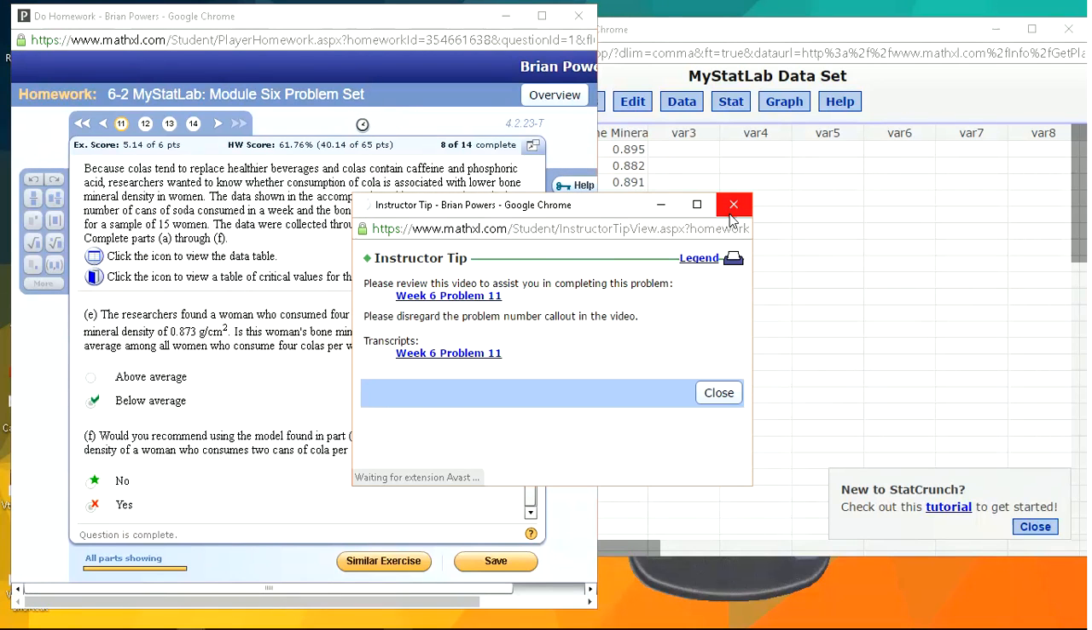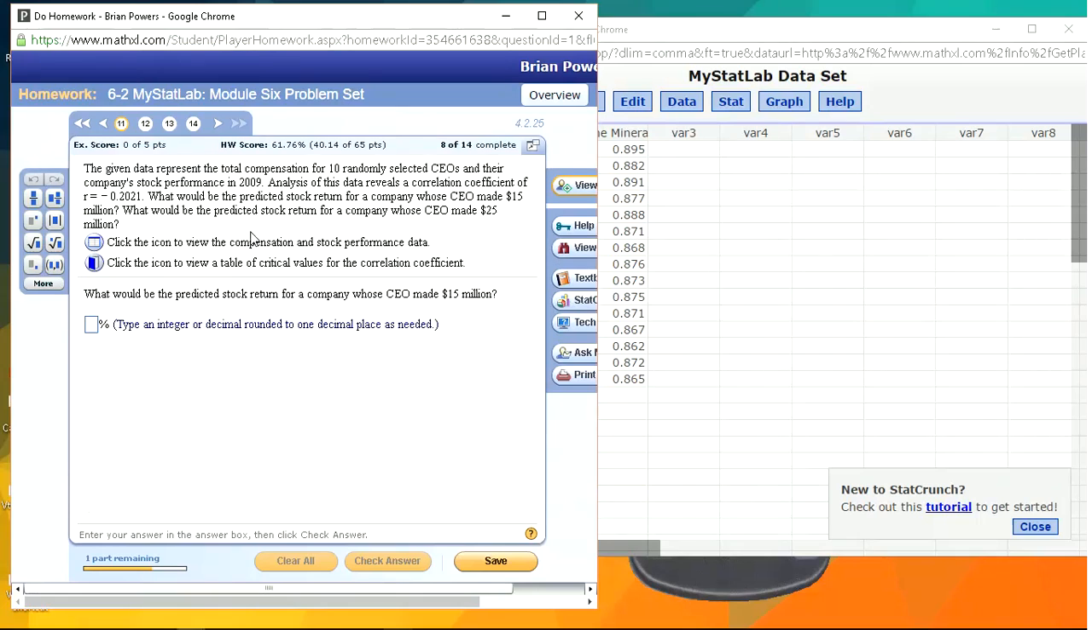We don't want your hints. Okay. So it looks like this is more of the same. This looks pretty short. Let's see.